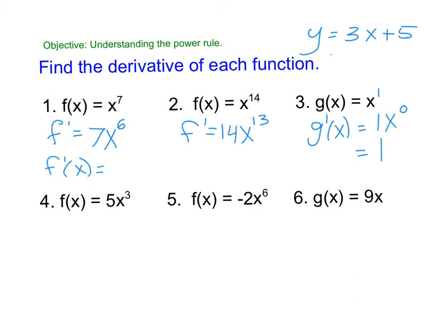The derivative, y prime, the slope of 5 is 0. It's a constant. The slope of 3x, that becomes 3x to the 0, which is just 3.